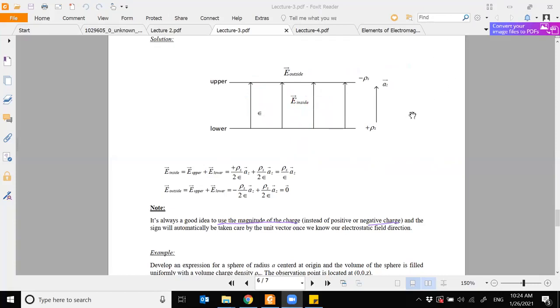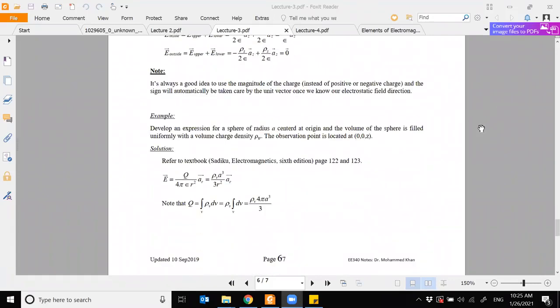from my experience, if you always work with unit vectors, then the unit vectors will automatically take care of the sign of the negative charge. Okay, so I will confirm and let you know in, say, next class or by next week. Okay, so this is your sheet of charge.